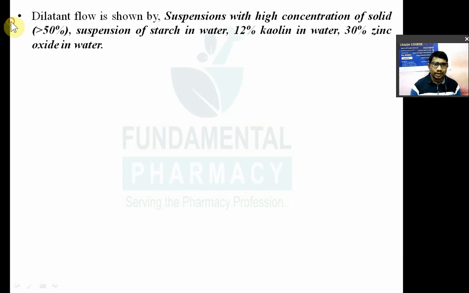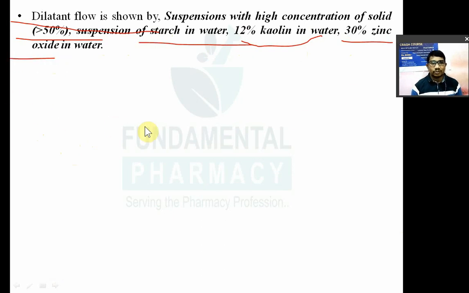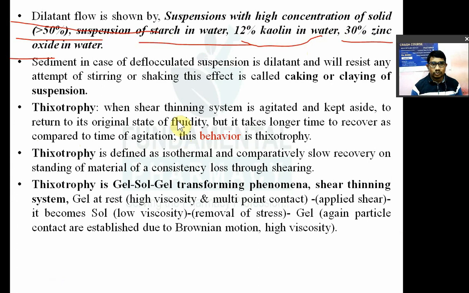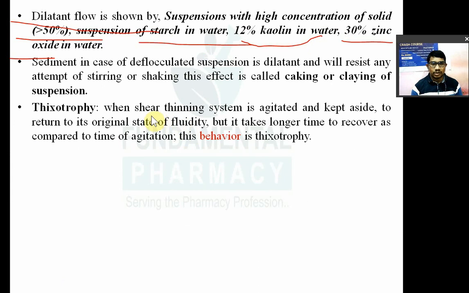Dilatant flow is shown by a suspension having more than 50% solid content. Okay, a suspension with a high concentration of solid, more than 50%, will show the dilatant flow. A suspension of starch in water will show dilatant flow. A 12% kaolin suspension in water will show dilatant flow. A 30% zinc oxide suspension will show dilatant flow. You have to remember. Okay, question इसके ऊपर आ चुके बहुत सारे आते हैं.